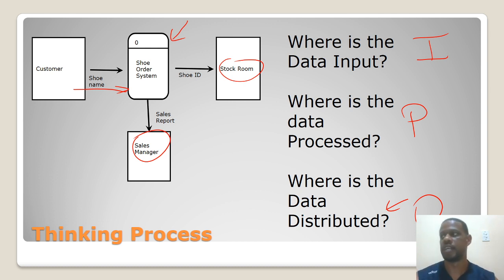This is the IPO diagram, the data flow diagram's grandfather, or daddy.